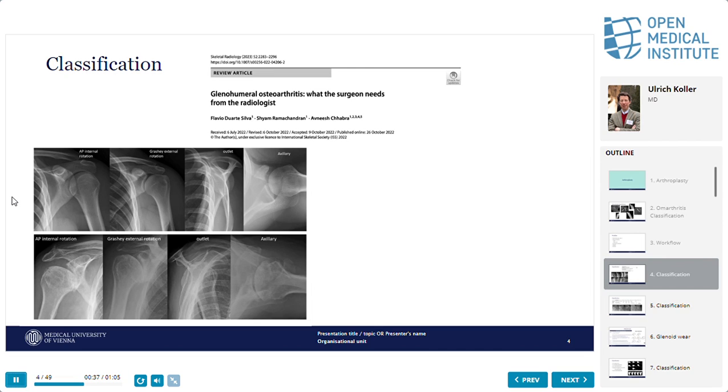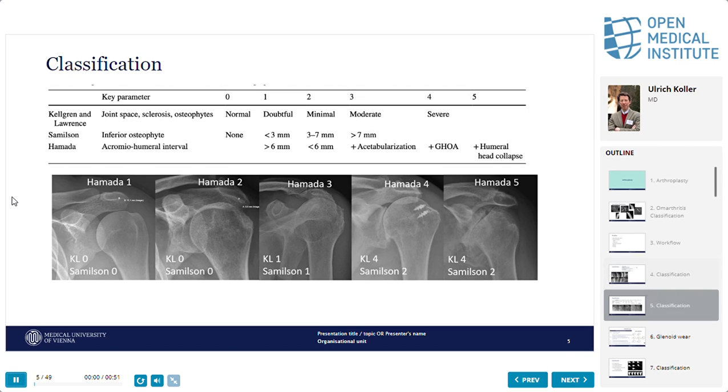Also, like here, the axillary view. You can see here on the axillary view. What do you see here? Yeah, we have a very great subluxation, and okay, thank you. So these are X-rays that are very important to judge what kind of prosthesis I'm looking for, where I'm going to end up.